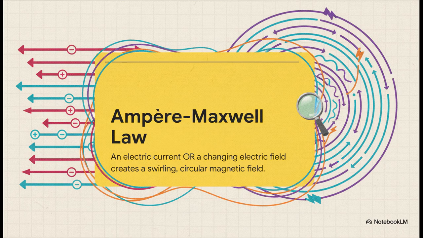The fourth rule, the Ampere-Maxwell law, is just the other side of that coin. It says that two different things can create a magnetic field. An electric current, sure, we knew that, but, and this was Maxwell's stroke of genius, a changing electric field can do it too. And that one little addition, that was the key that unlocked the entire puzzle.